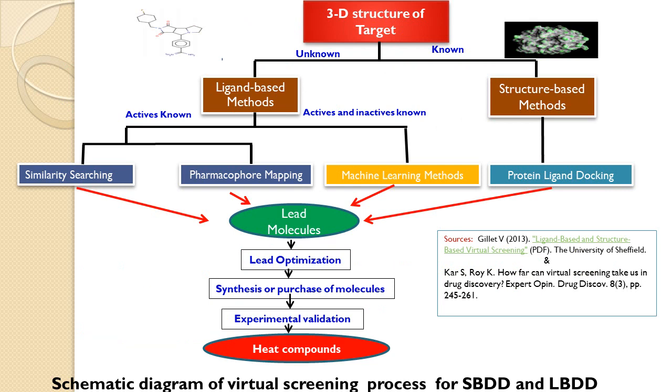If the 3D structure of the target molecule is known, then follow the structure-based method using protein ligand docking. But when the 3D structure of the target is unknown, the ligand-based virtual screening method should be followed. In that case, if actives are known, then do similarity searching and pharmacophore mapping. Whereas if actives as well as inactives are known, then follow machine learning methods.